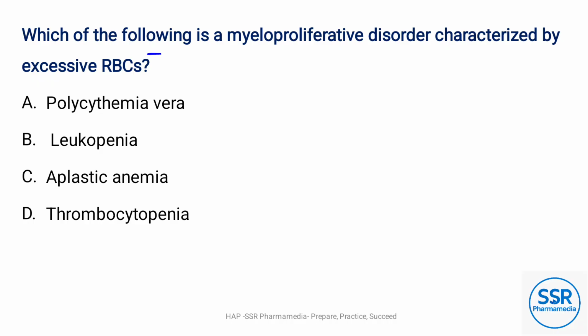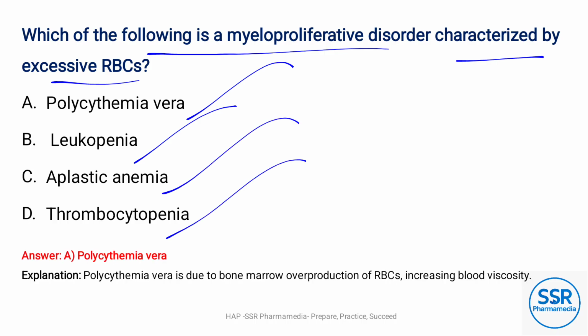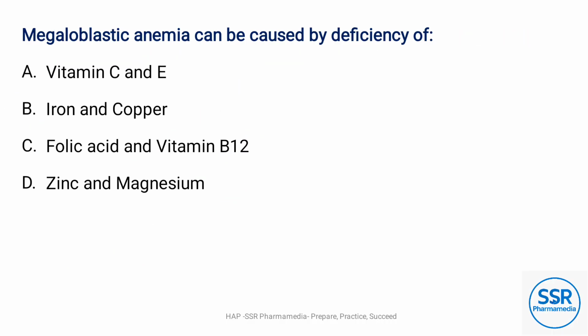So next, which of the following is a myeloproliferative disorder characterized by excessive RBC? Option A, polycythemia. Option B, leukopenia. Option C, aplastic anemia. Option D, thrombocytopenia. So option A is the answer. Polycythemia vera is due to bone marrow overproduction of RBC, increasing blood viscosity.